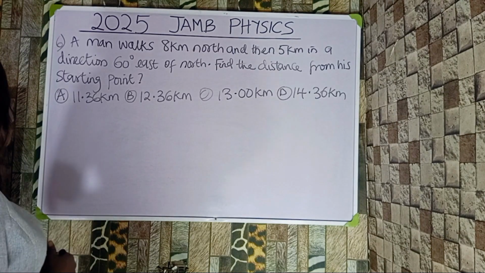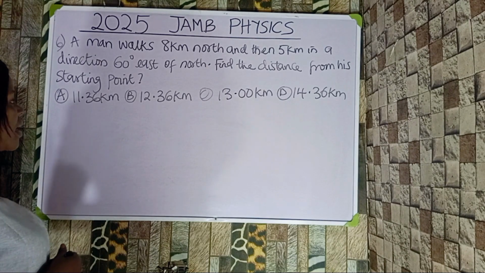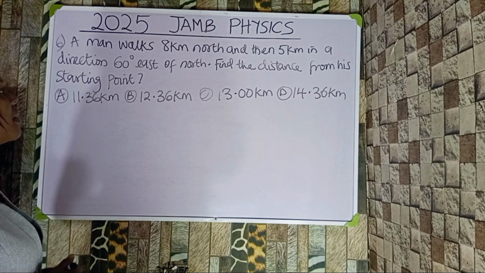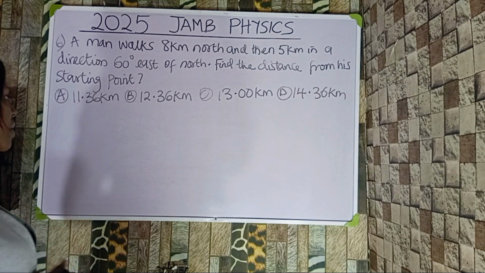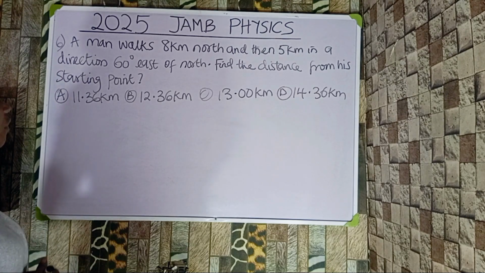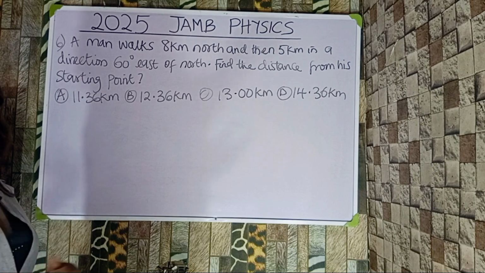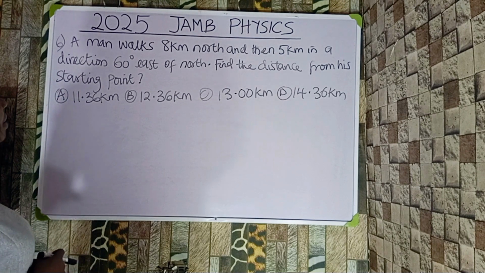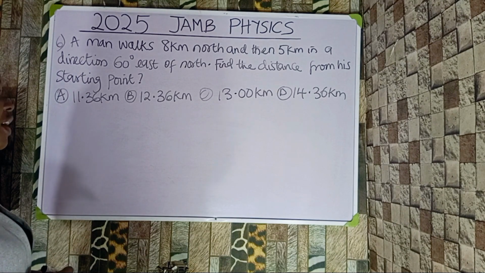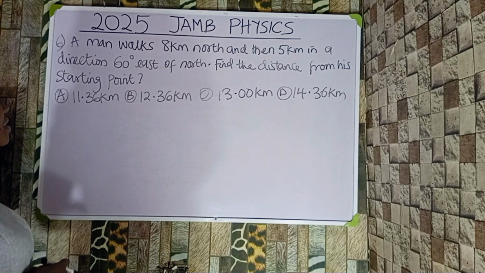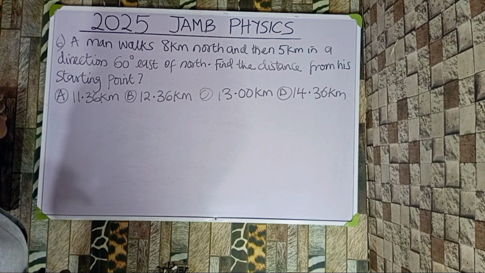A man walks 8 kilometers north and then 5 kilometers in a direction 60 degrees east of north. Find the distance from his starting point. Let's go again. A man walks 8 kilometers north and 5 kilometers in a direction 60 degrees east of north. Find the distance from his starting point.